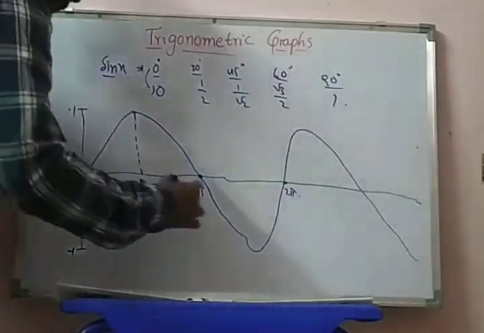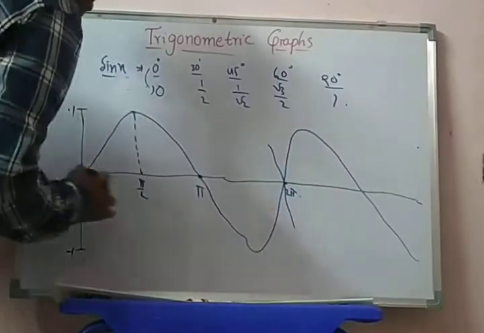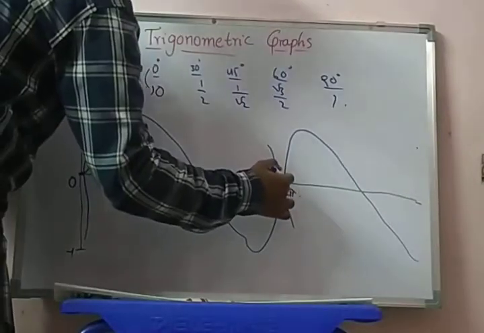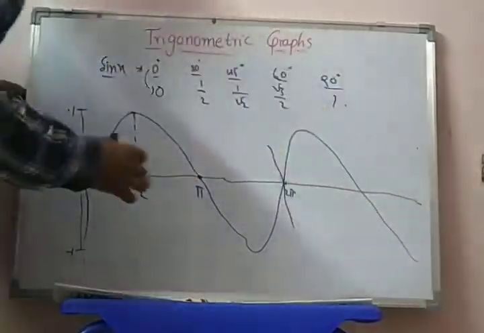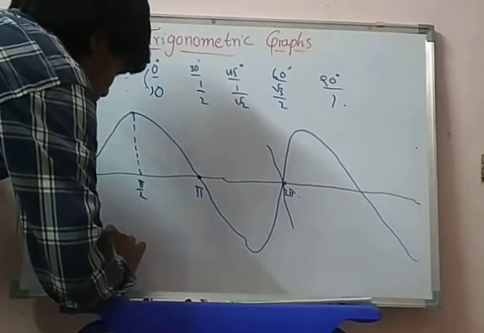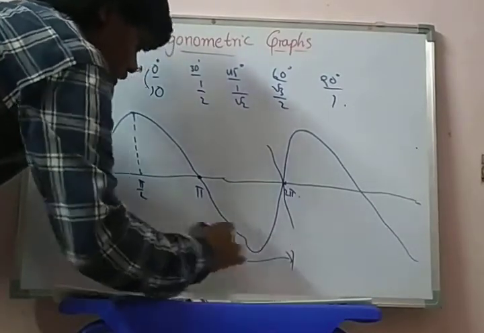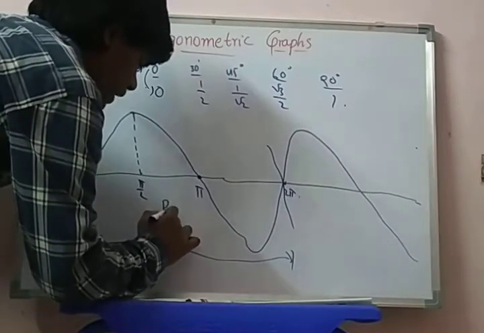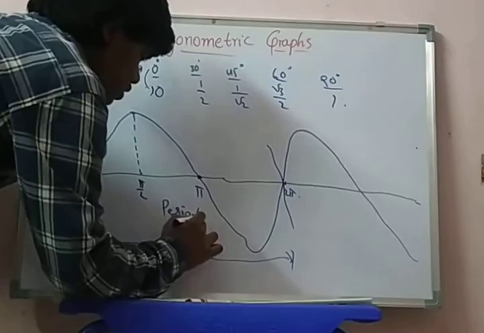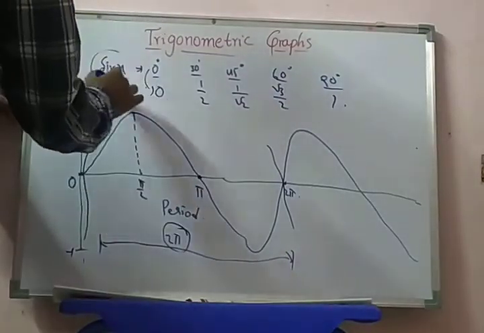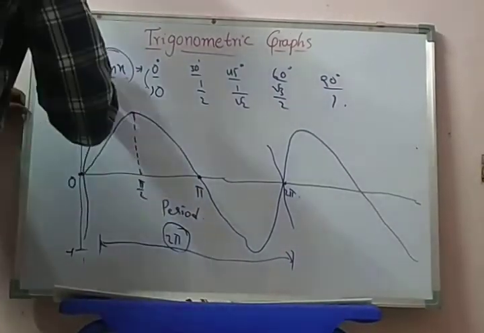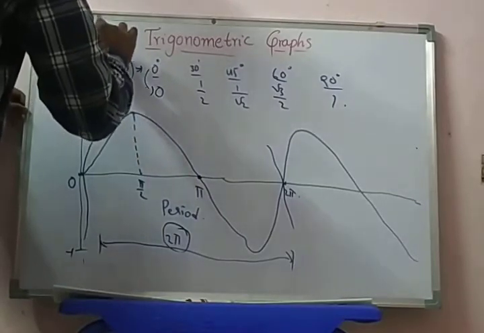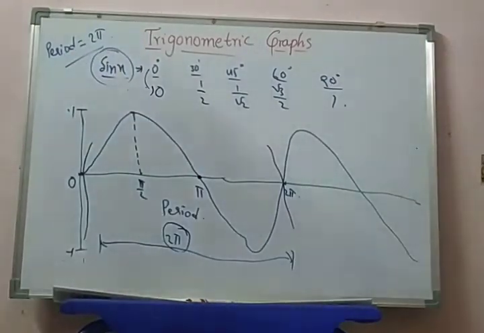Now from here to here the graph is like this. Again from 2 pi onwards the graph is repeating. So this distance from here to here is 2 pi. This 2 pi is called the period. So the period of the sin x graph is 2 pi.